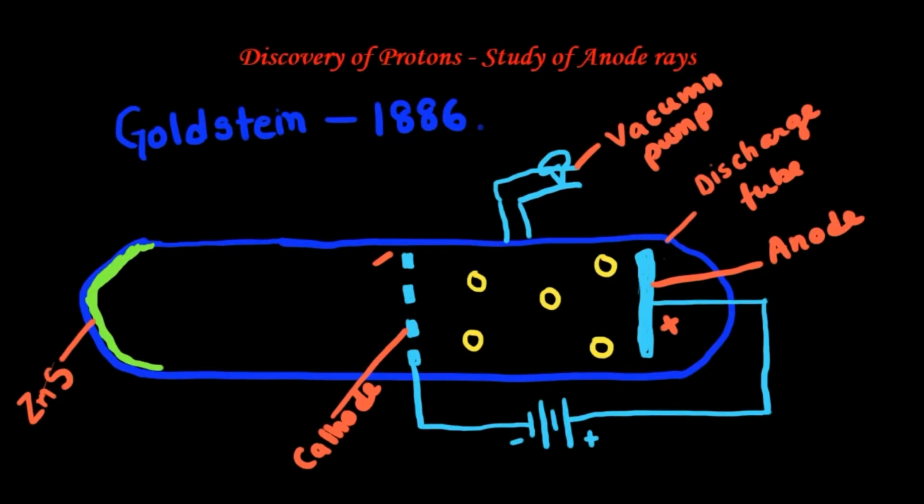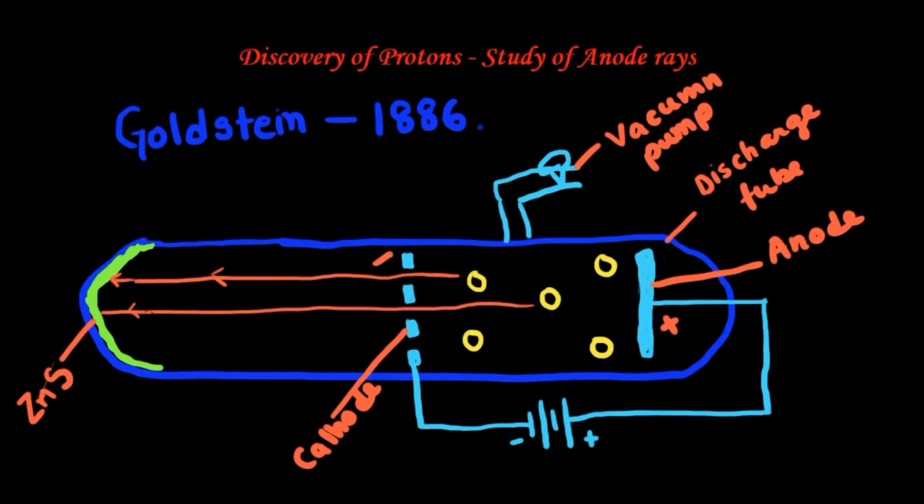On passing high voltage between the electrodes, it was found that some rays were coming from the side of the anode, which passed through the holes of the perforated cathode and produced green fluorescence on the glass wall behind the cathode coated with zinc sulfide. The thing that we have to consider is that the rays were coming from the anode side. It was not coming from the cathode.